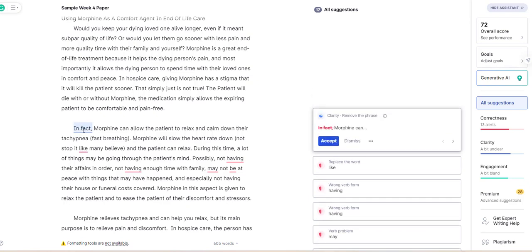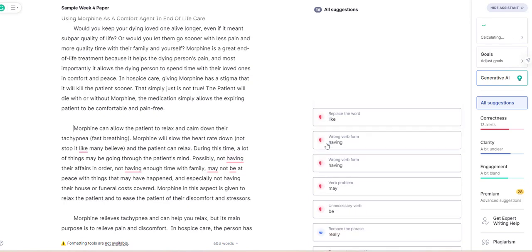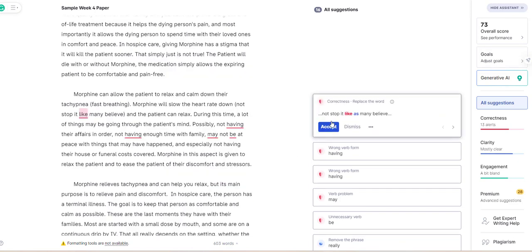I'm just giving you a few. Here, this is a blue line. So I guess that means you don't need to write "in fact." Okay, that's just too many transition words. And instead of "not having," a better word would be "not like." And if you want to know why, it will tell you why.